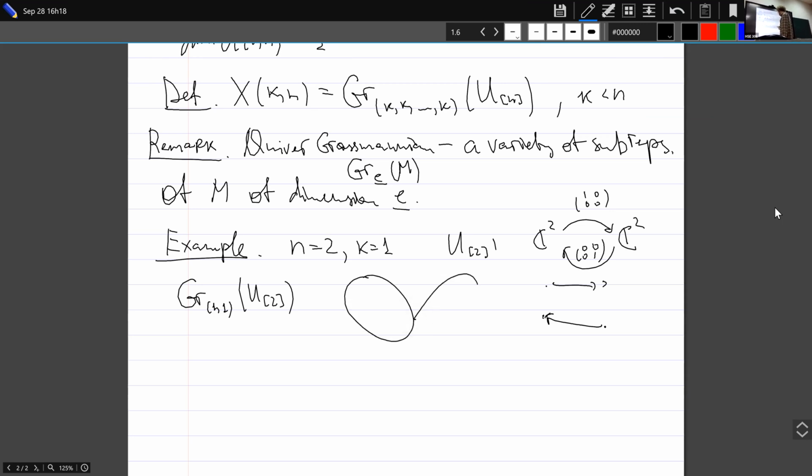We'll have to remember this when we connect it to the totally non-negative Grassmannians. But here it's very explicit, and this is what you can get here.